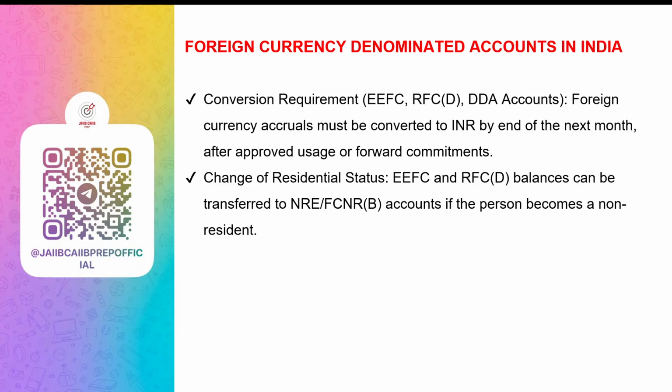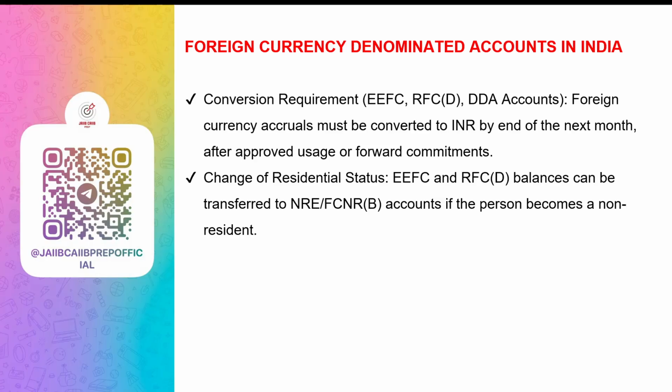Now, there are some other conditions for foreign currency accounts. For EEFC, RFCD, and DD account, when a person earns foreign currency like dollars or euros and deposits it into an EEFC, RFCD, or DD account, they must convert the unused amount into Indian rupees by the end of the next calendar month. However, before converting, they can use the foreign currency for approved uses like imports or payment abroad.